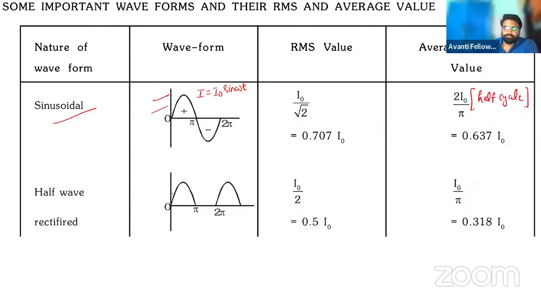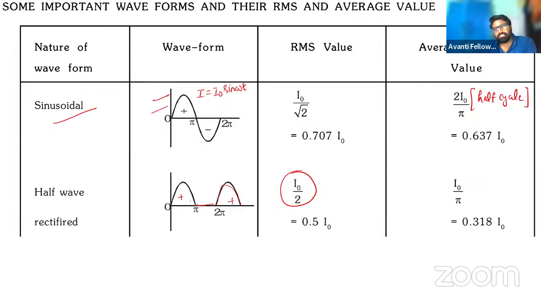Half wave: look, one wave is here only on the positive side, then zero current, then positive again. So this type of pattern is a half wave rectified current. We will see this when we study electronics or semiconductor physics. In that chapter we will see rectifiers, and you will get to know what a half wave rectifier is and how to get it. But till now you will remember this pattern as a half wave rectifier.